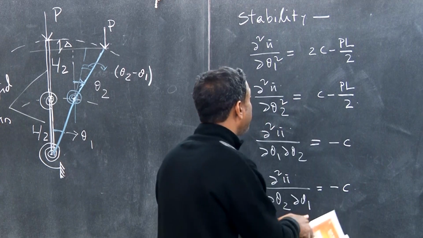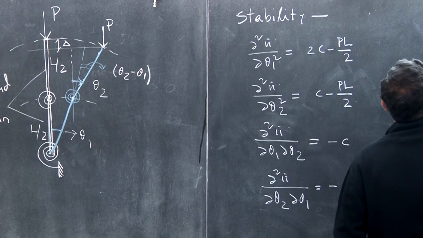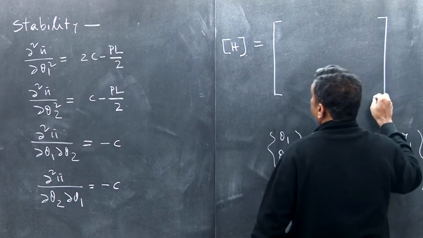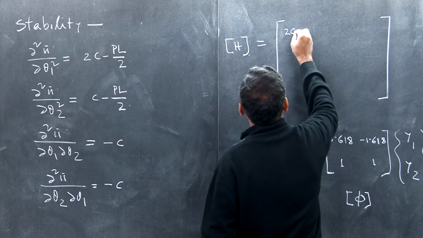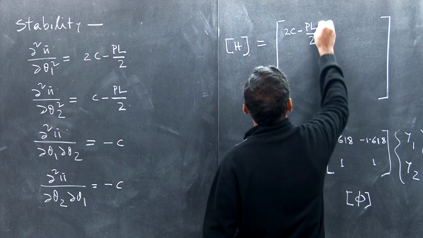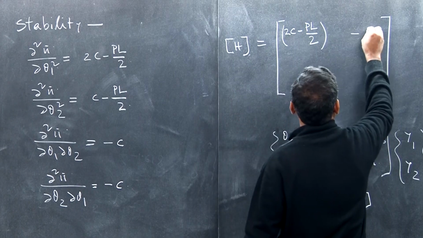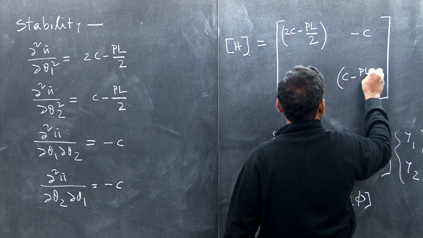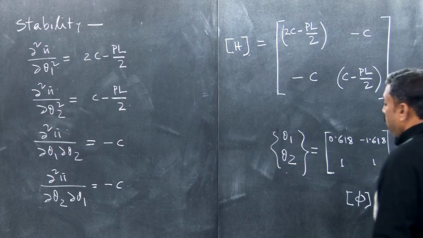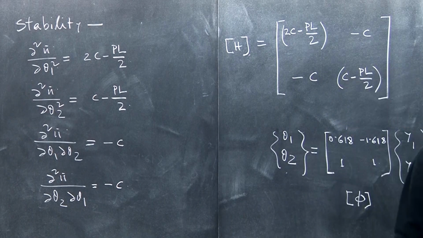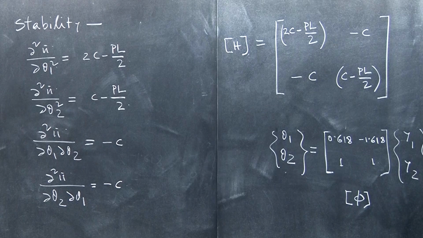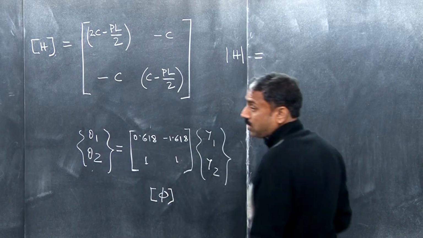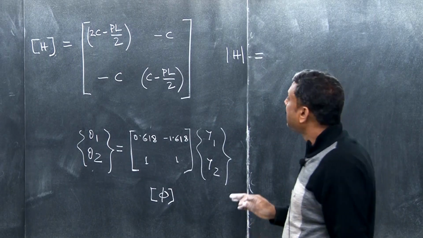Okay. So please write the Hessian matrix of the potential energy function. So, Hessian matrix of the potential energy functional being 2C minus PL by 2, right, and this is minus C, this is minus C, and this is C minus PL by 2. Now, we have to find out the determinant, right. So, the determinant needs to be positive for stability, right. Let us find out the determinant.